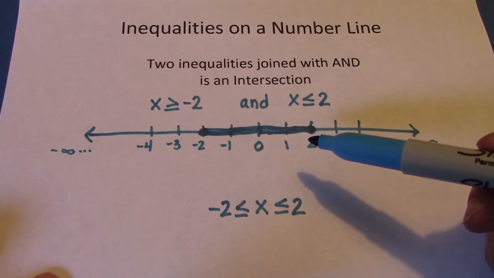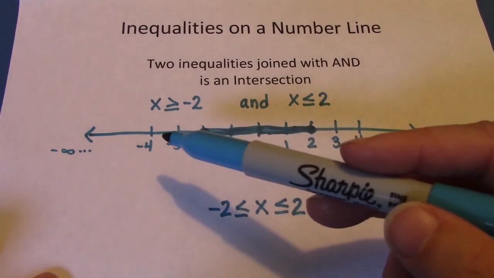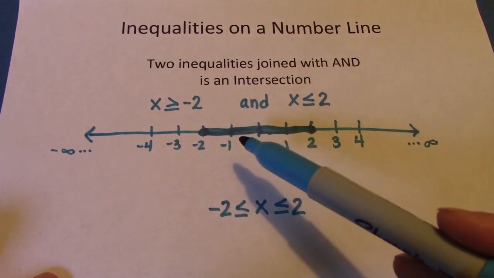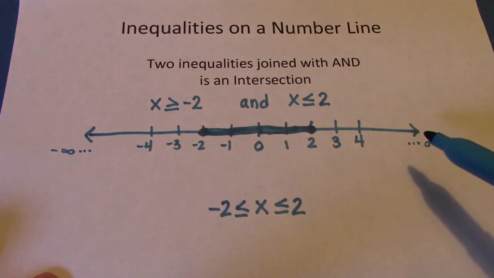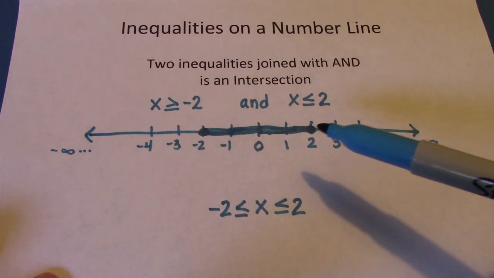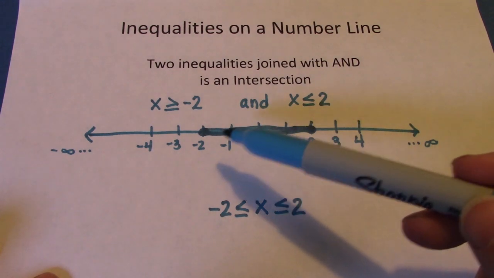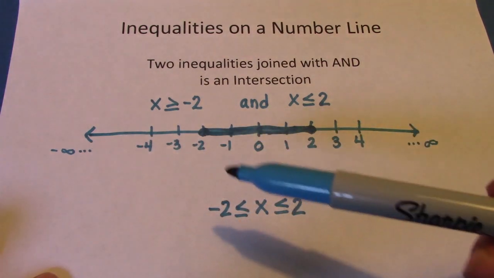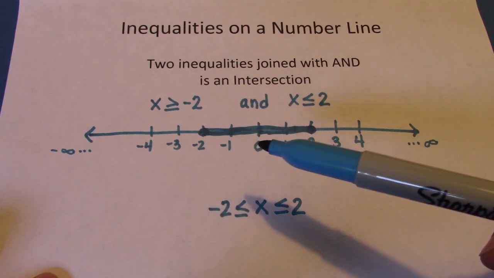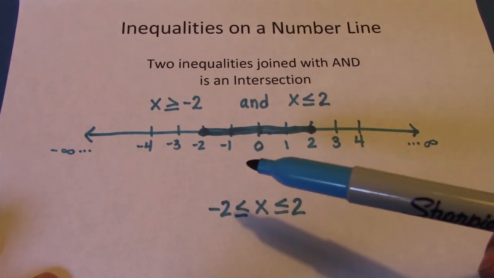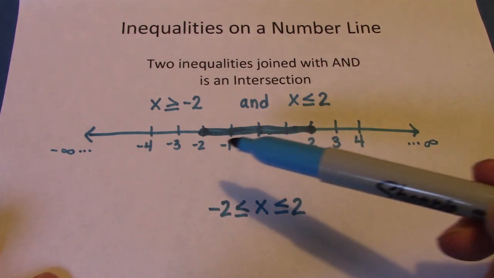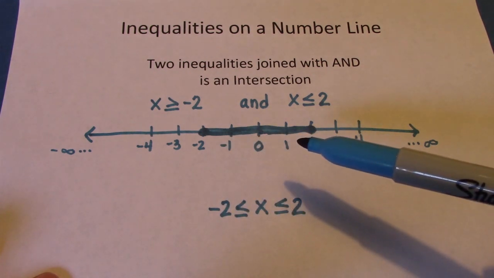If we were just talking about one of these inequalities, like x is greater than or equal to negative 2, we would have shaded all the way over here to the arrow, right? And if we were looking at just less than or equal to 2, we would have shaded all the way over here to this arrow. But both of these have to be true. It said and. So only the part where both are true is the solution to this.